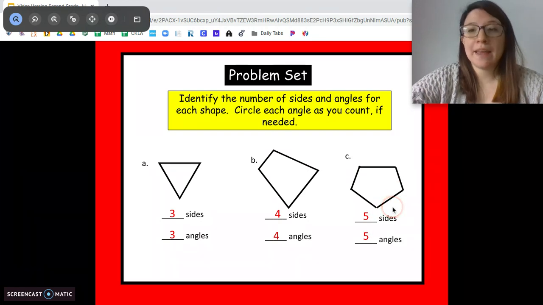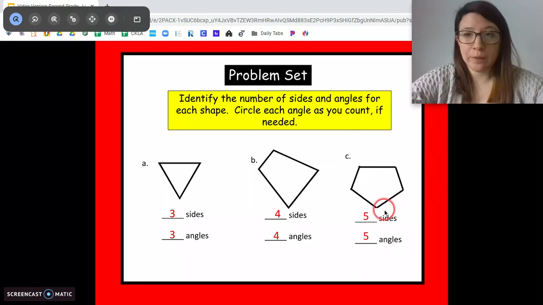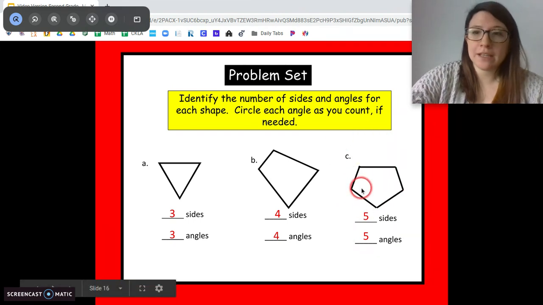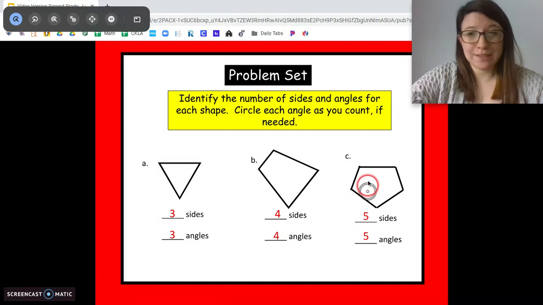Good. It might be helpful, as you can see, I'm counting the angles with my mouse. It might be helpful for you to do the same, or to mark them somehow, to circle them, to put a little dot, something to help you count so you know where you started counting. Sometimes when I count the sides on paper, I do a little line so I know where I started so I don't count the same side twice.